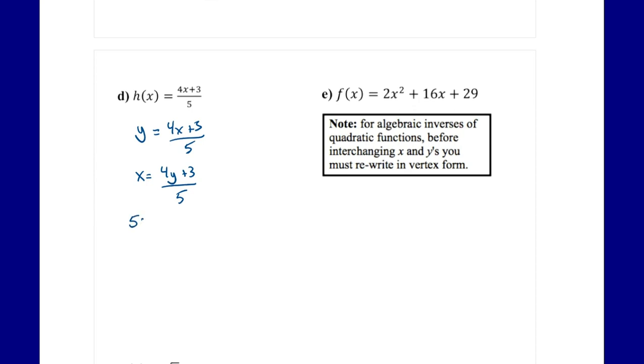Bring the 5 up, it becomes 5x equals 4y plus 3. Move the 3 over. 5x minus 3 equals 4y. Divide everything by 4. Now that I've isolated y, I can rewrite it with the inverse function notation. So the inverse of h at x is equal to (5x minus 3) divided by 4.